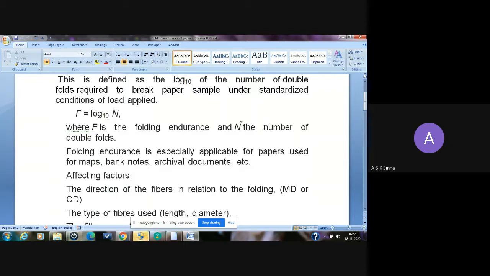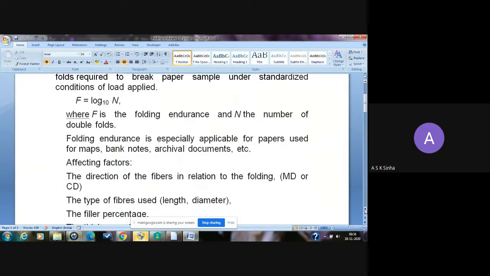So the first question that will come to mind is, why take the log of the double fold? That is mainly because for most papers, the number of double folds will be high, and to make it a simple number which can be remembered, we are taking the log here. Take for example, if the number of double folds is 100, and we take the log, then log of 100 will be 2. So it will be converted to a simple number.